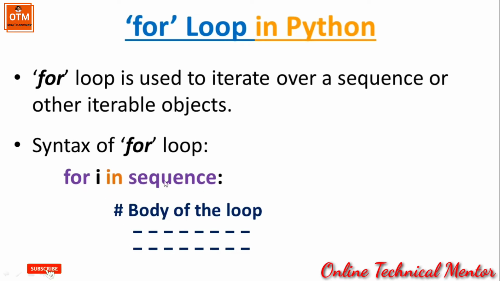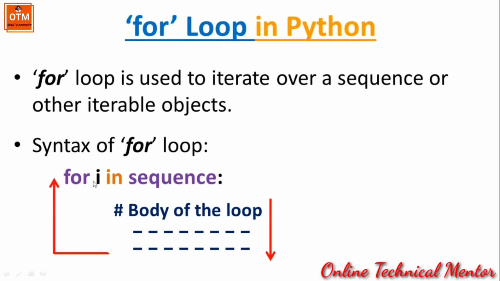Now look at how this works. This i variable will extract each and every element from this sequence one by one and then move to the body. That means i will be initialized with the first element of the sequence, then the control will move to this body. This body will execute. After executing, again the control will move back to the for line. So the flow of control will look like this. Look at the red arrow. It will move downward first, then the control will again move back to the for line.